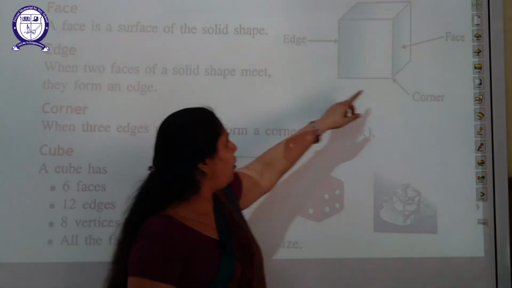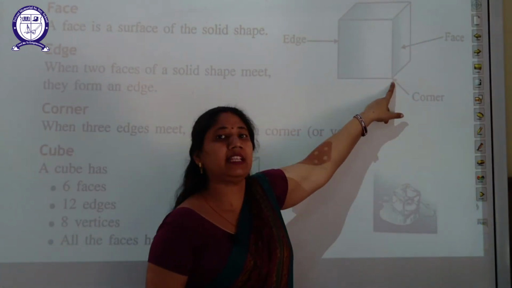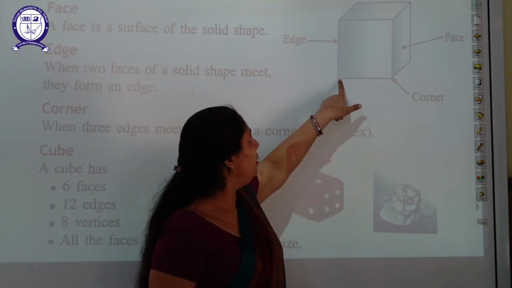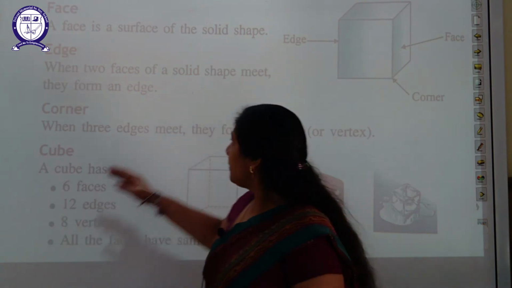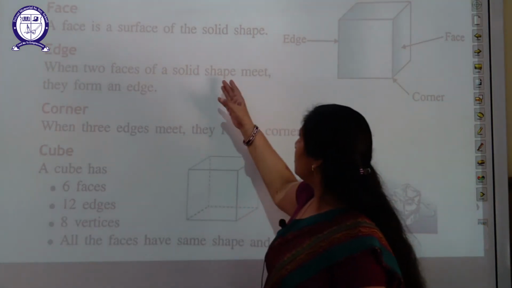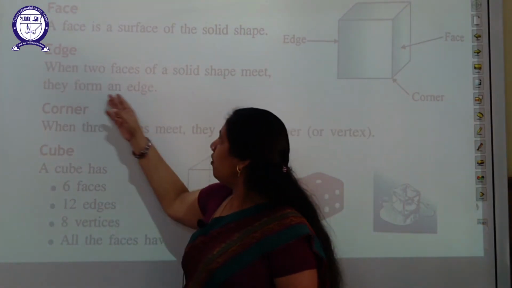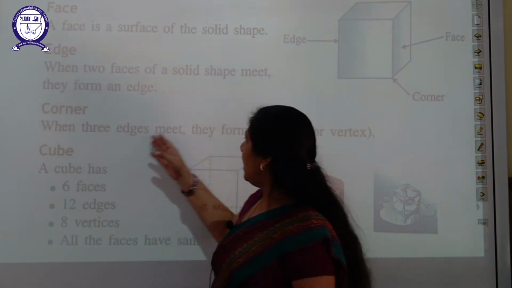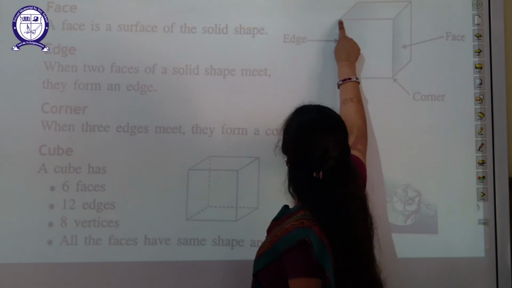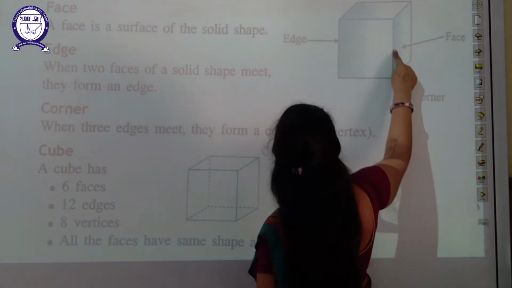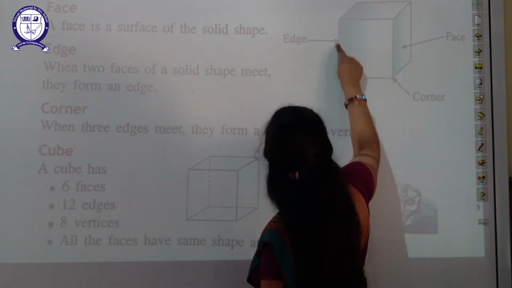Okay, and corners are called vertex. Very good. When 2 faces of a solid shape meet, they form an edge. When 3 edges meet, they form a corner. 1 edge, 2 edge, 3 edge, 4 edge.